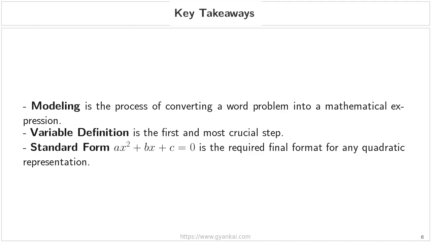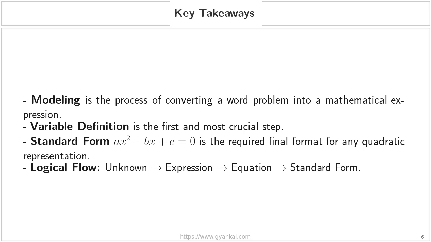Third, always aim for the standard form. Whether you are dealing with geometry or number theory, your goal is to manipulate your equation until it reaches the required final format, which is ax squared plus bx plus c equals 0. This is the standard form that allows us to use our quadratic formulas effectively. Finally, keep this logical flow in mind as a roadmap for every problem you encounter. Start with identifying the unknown, move to creating an expression, establish your equation, and finally, simplify everything into the standard form.